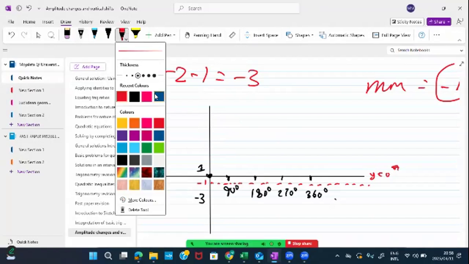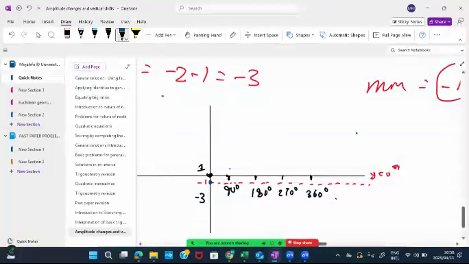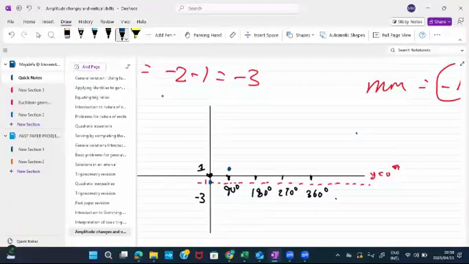Now let's start. We know that we are going to start at 0 degrees. It's going to give us 0. Then we're going to go to 90. 90 is going to give us that 1. Then we're going to go to 180. 180 is going to give us how much? I think -1, right? You can plug these into your calculator. 270 must give you -3. Then 360 must give you -1.